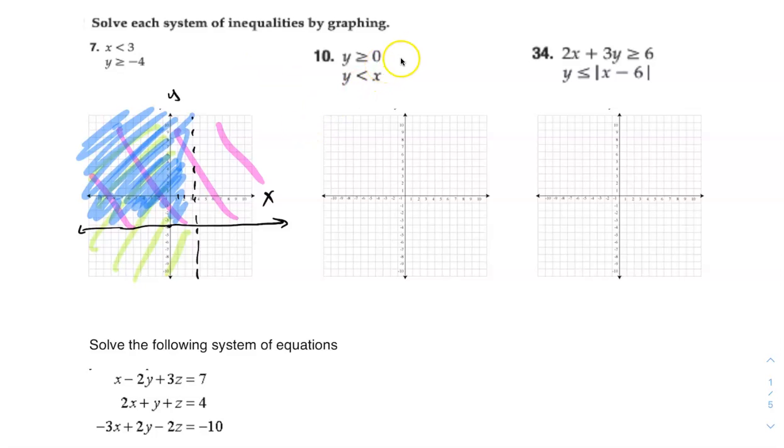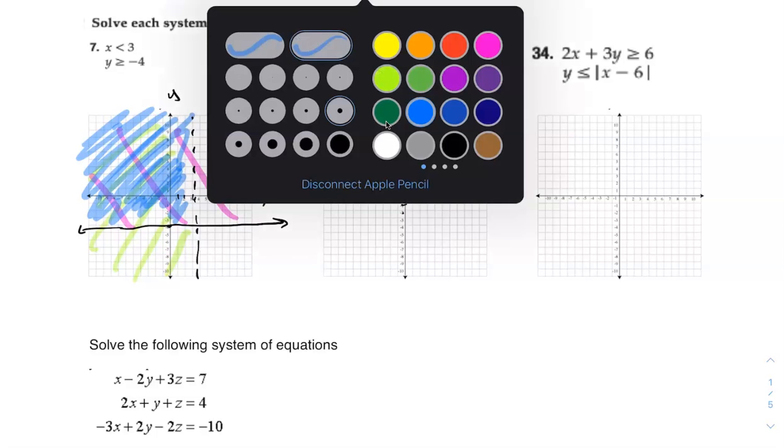Same thing with the next one. Y is greater than 0. So again, here's my y. Just follow tally marks. 1, 2, -1, 2, 0 is right here. And it is equal to, so solid line. And we're shading above.